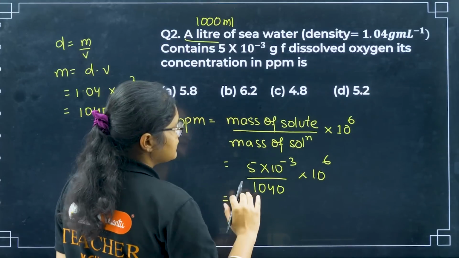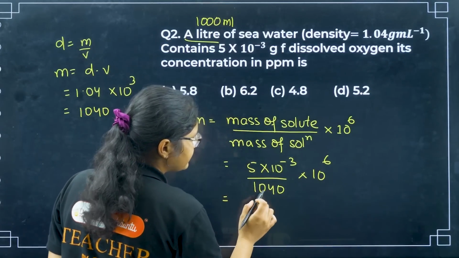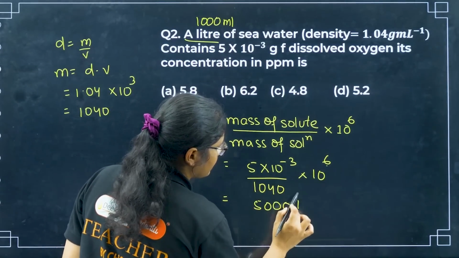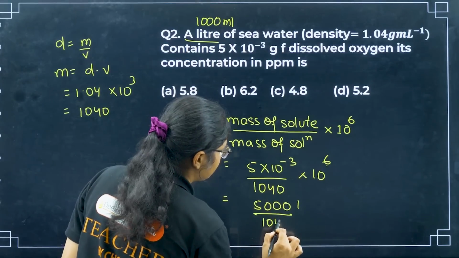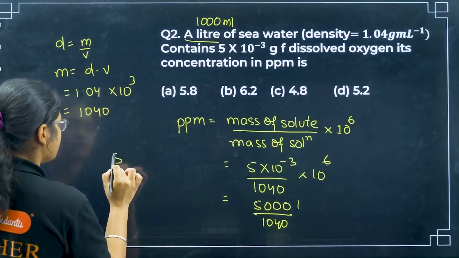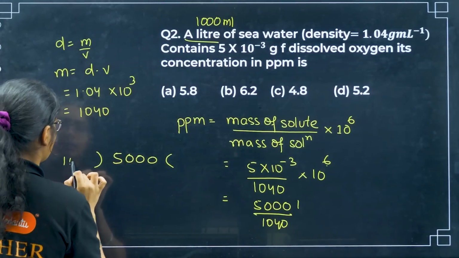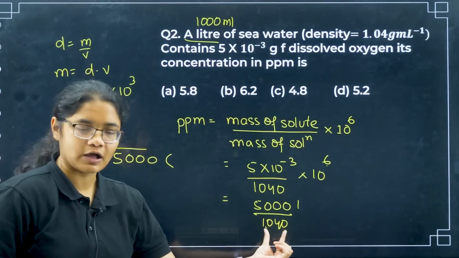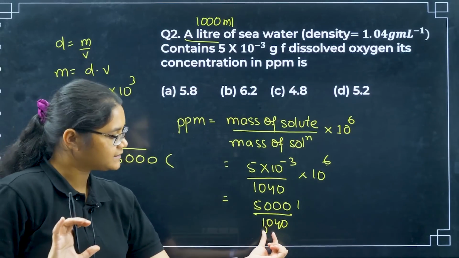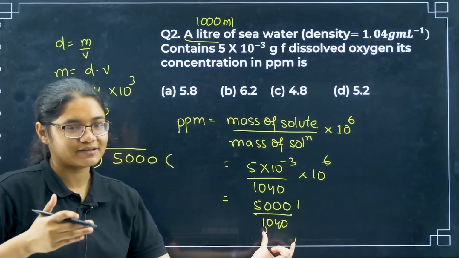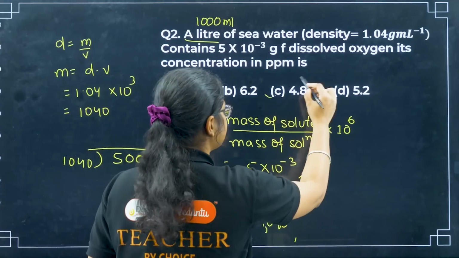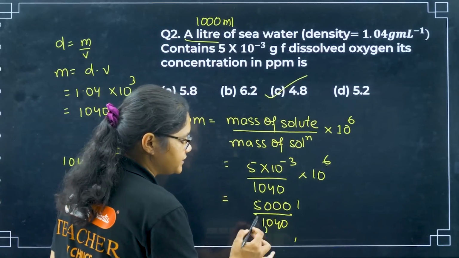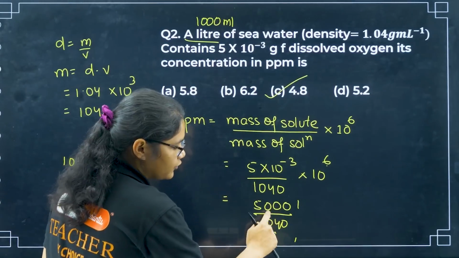For easy calculation, 10 to the power of 6 minus 3 gives 1000, so I have 5000 divided by 1040. We can divide it quickly. If you take exactly 1000, the answer will be 5, but it is slightly more than 1000, so the answer should be slightly less than 5. So I can easily see the answer which is slightly less than 5 is 4.8. I hope you are getting this, without doing the full calculation: 5000 by 1000 is equal to 5.